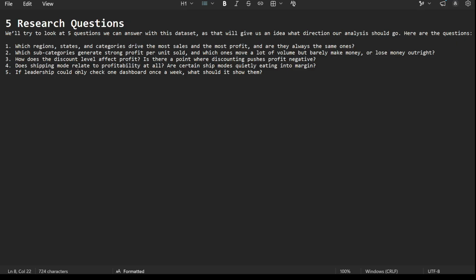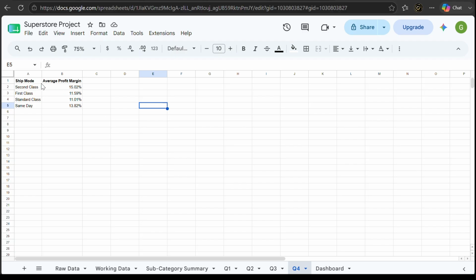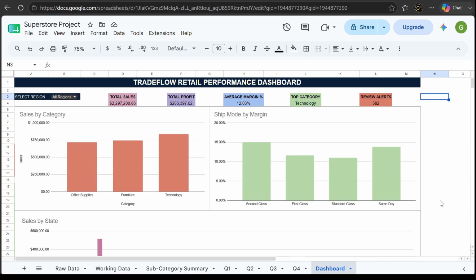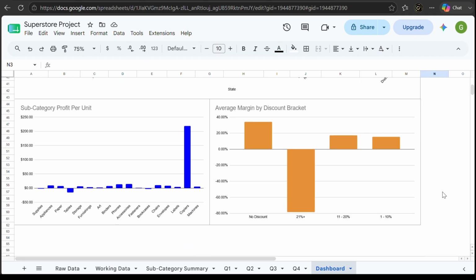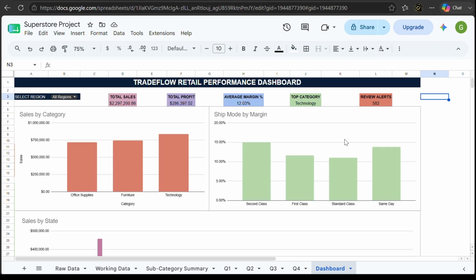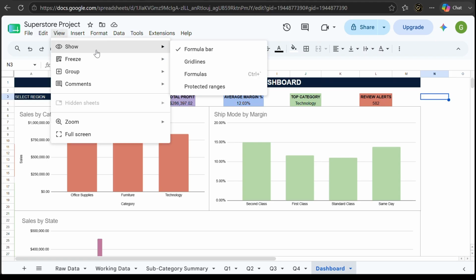And then Q4 asked, does shipping mode relate to profitability at all? Are there certain shipping modes that are quite easy? Of course, shipping modes definitely relate to profitability. Oh, sorry, shipping through second class gave the highest profit margin, then same day shipping was next, then first class, and lastly standard class. And the answer to the fifth question was the dashboard that we just built. Management can decide to have just one dashboard, and then they are able to make a decision around it.